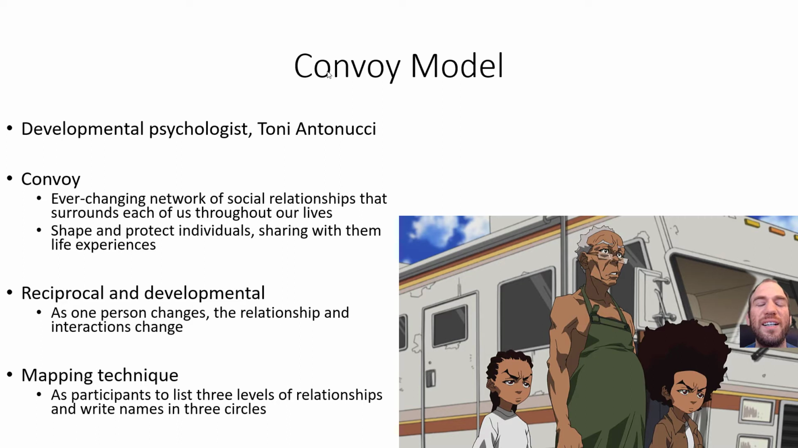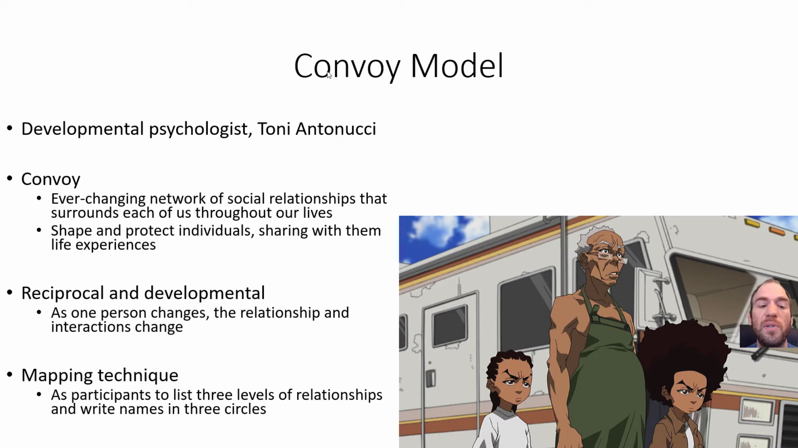And jumping around a little bit, but going next to reviewing the convoy model. This was developed by developmental psychologist Toni Antonucci. Convoy can be defined as an ever-changing network of social relationships that surrounds each of us throughout our lives. They shape and protect individuals, sharing with them life experiences. They're reciprocal and developmental. As one person changes, the relationships and interactions change. And one way that researchers measure an individual's or a group's convoys is through a mapping technique.